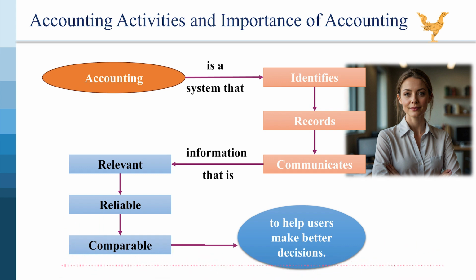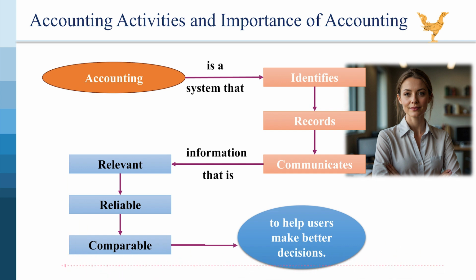Qualities of useful accounting information. For accounting information to be truly useful, it needs to be 1. Relevant. The information should be relevant to the decisions users need to make. It should help them understand the past, assess the present, and make predictions about the future.